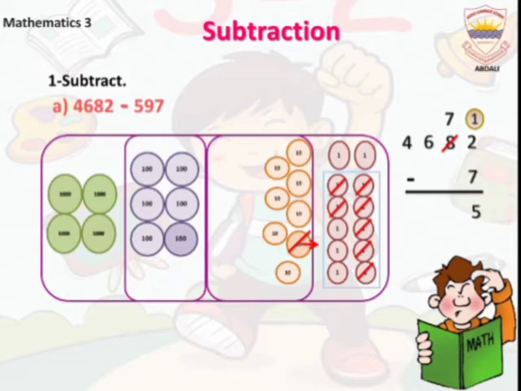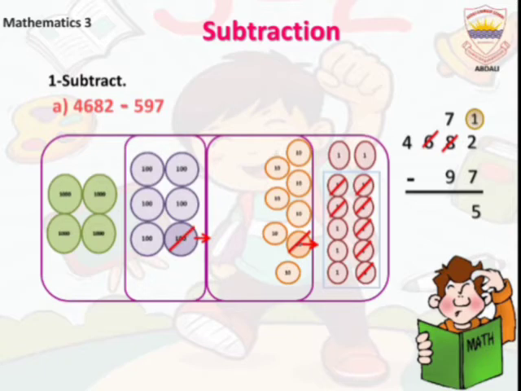Now students, it's time for tens. In our second number 597, 9 is at tens place. So we write 9 under 7 tens. Students, what do we do now? 7 is smaller than 9 and 7 is right on top of 9.